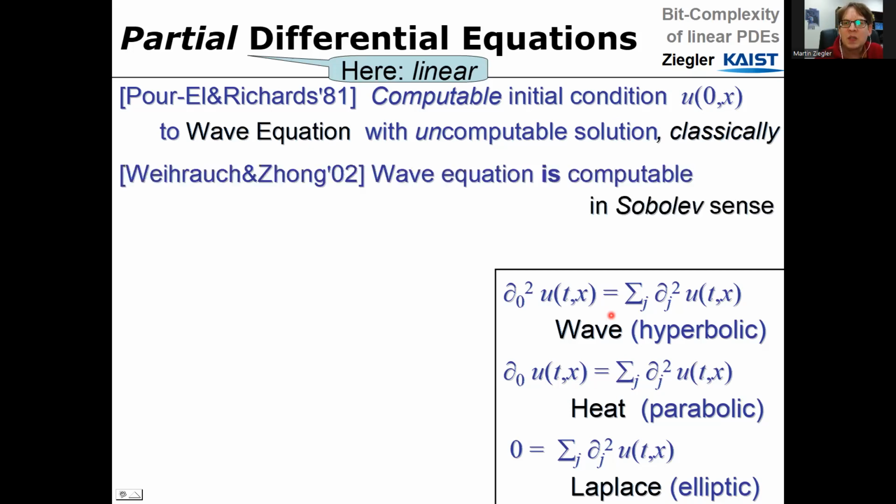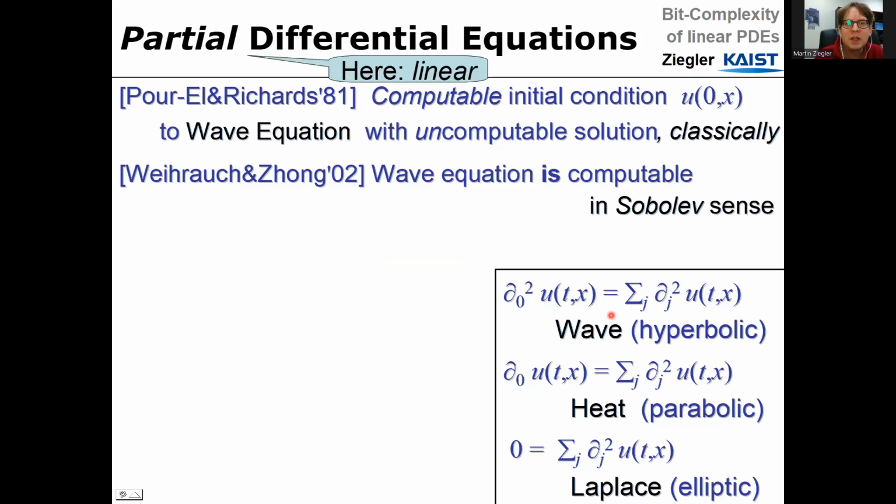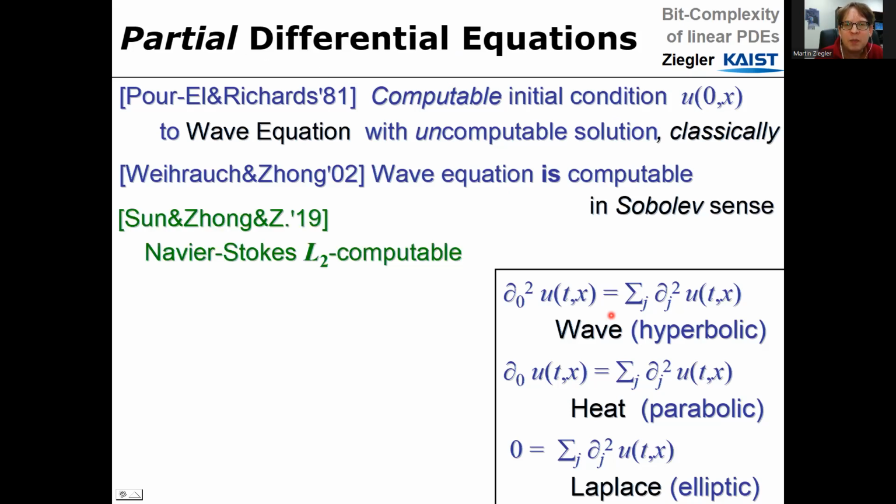A better way is to consider it in the Sobolev sense, and Weihrauch and Zhong have shown that in the Sobolev sense, the wave equation is computable; it maps computable arguments to computable solutions. These are linear PDEs. As a brief self-promotion, there is also an example result about the nonlinear PDE Navier-Stokes, which we were able to show to be computable in the L2 sense, not in the strong sense.